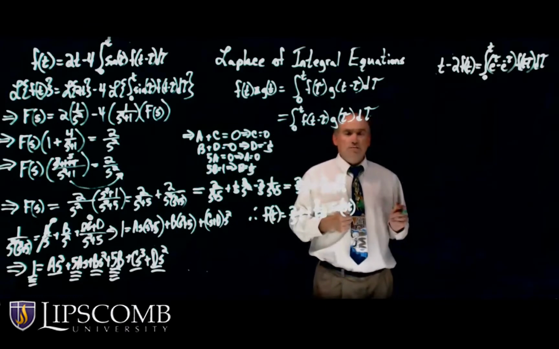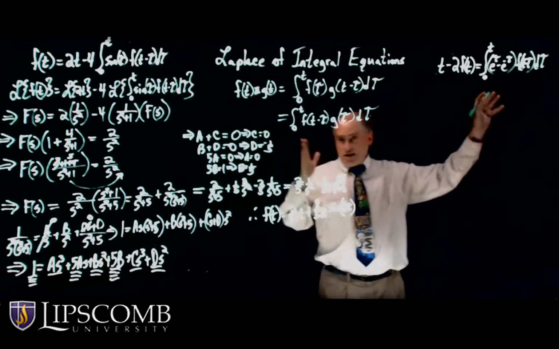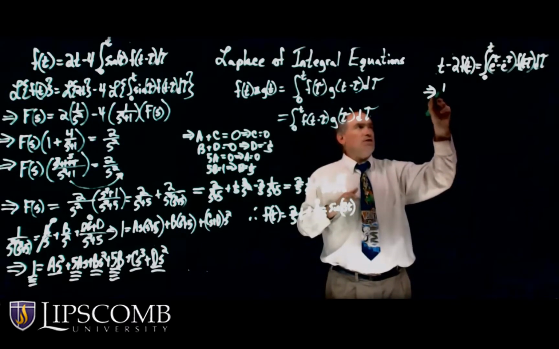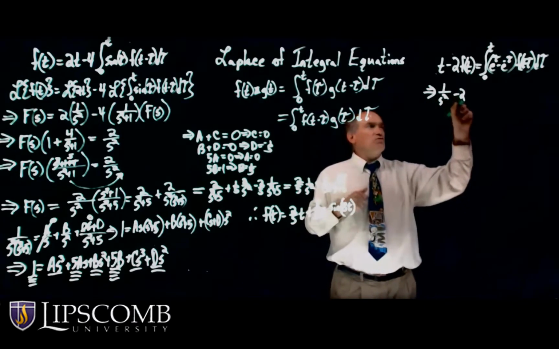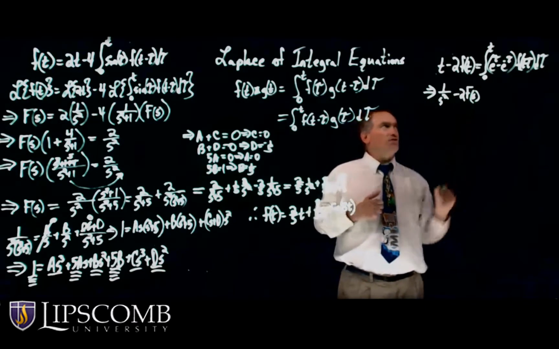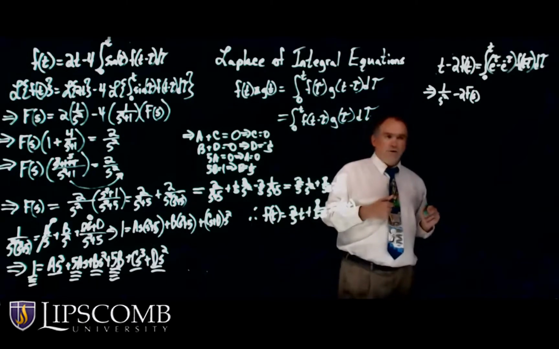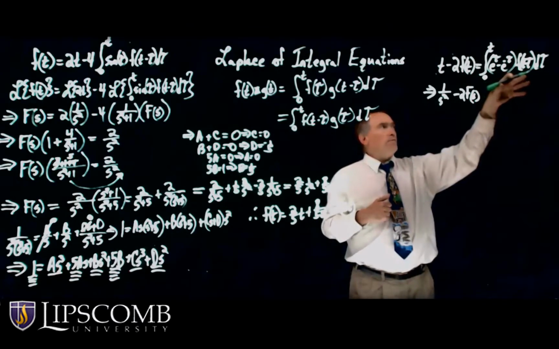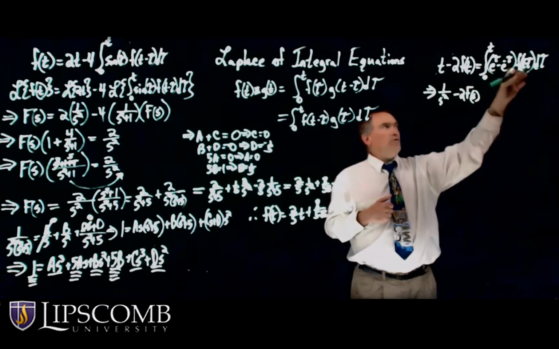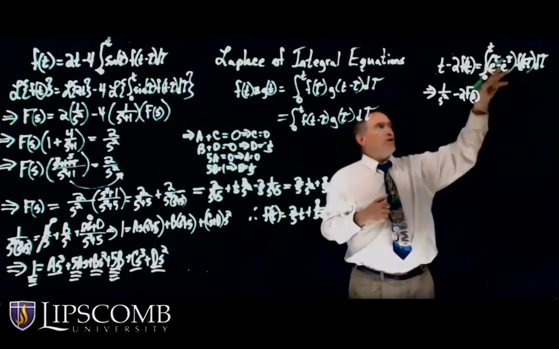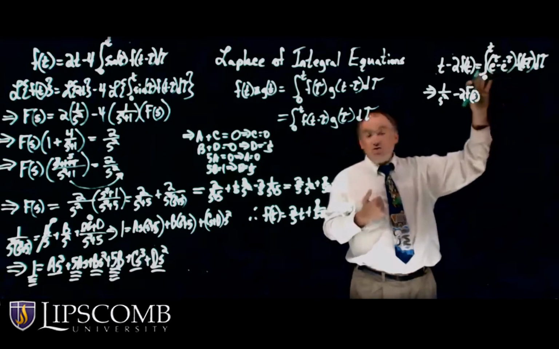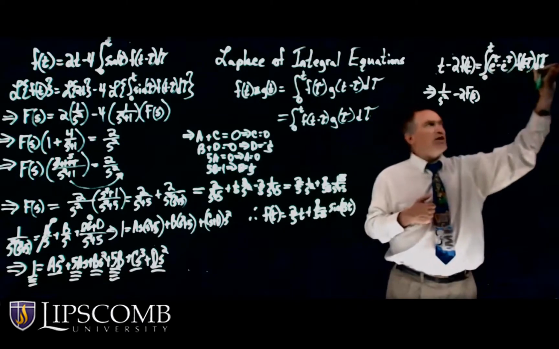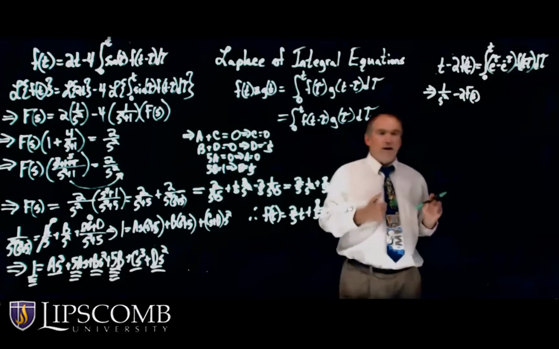Let's do one more to make sure we understand. First step, take the Laplace of everything. What's the Laplace of t? Well, the Laplace of t is 1 over s squared, minus 2 times capital F of s, because that's the Laplace of my unknown function. Now, let's take a look over here. Well, I've got a tau, I've got a t minus tau. So if you think about it, this is really two integrals: e to the tau f of t minus tau minus e to the minus tau f of t minus tau. That's one way to look at it.